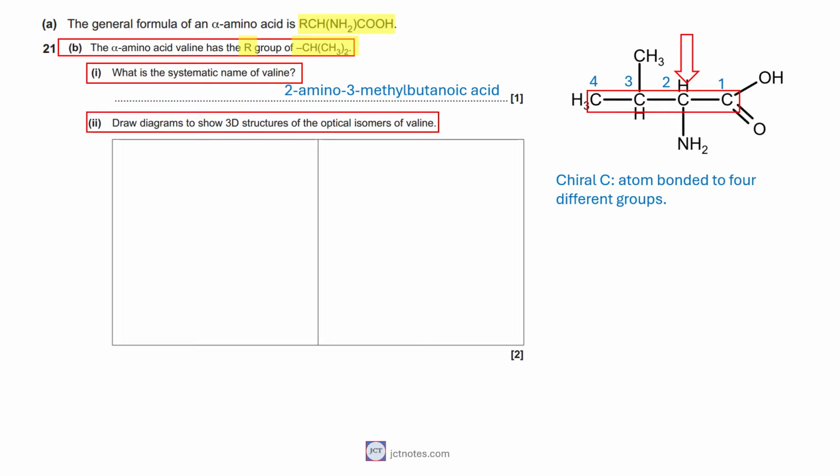Next, visualize this carbon at the center of a tetrahedron, with each of its 4 different groups positioned at the vertices. To draw the optical isomer, simply create a mirror image of this tetrahedral structure.